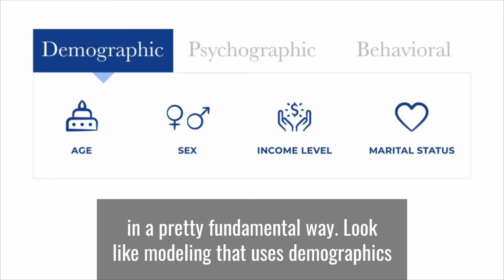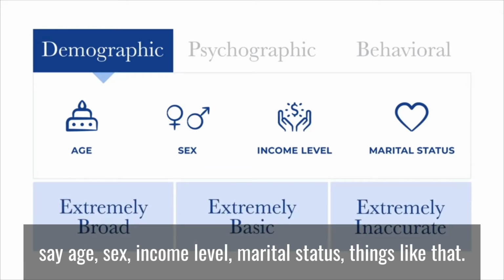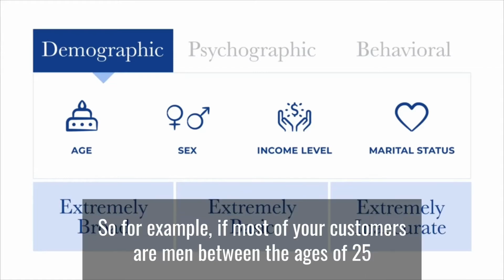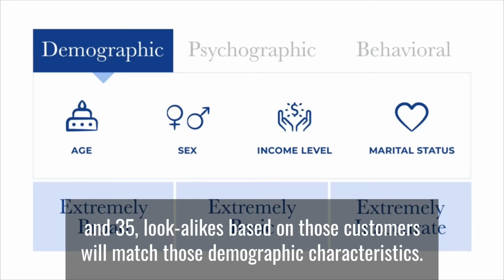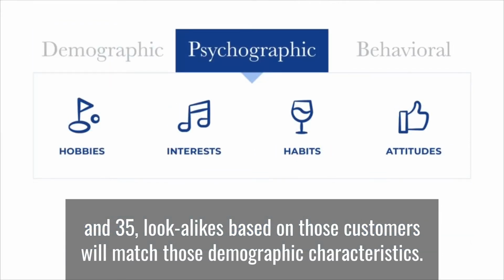Lookalike modeling that uses demographics seeks to find lookalikes who fit into broad categories, say age, sex, income level, marital status, things like that. It's a very broad and basic way to target an audience who may potentially be in the market for your product or service. So, for example, if most of your customers are men between the ages of 25 and 35, lookalikes based on those customers will match those demographic characteristics.